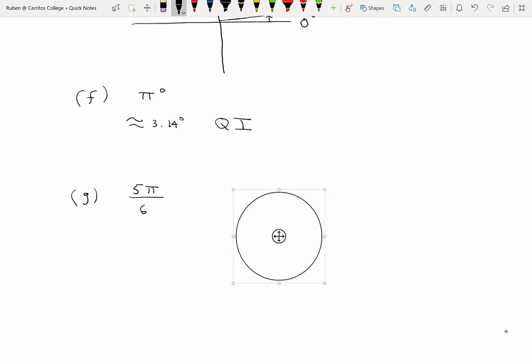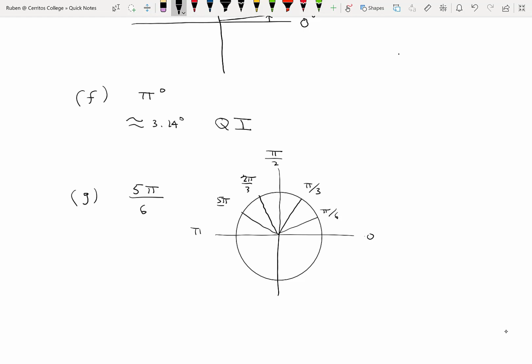We've looked at 5 pi over 6 already. Here's 0. Here's pi. 1/6 of pi. 2/6 of pi reduces to pi over 3. 3 pi over 6 reduces to pi over 2. 4 pi over 6 is 2 pi over 3. 5 pi over 6 is before 6 pi over 6. 5 pi over 6 is a quadrant 2 angle.